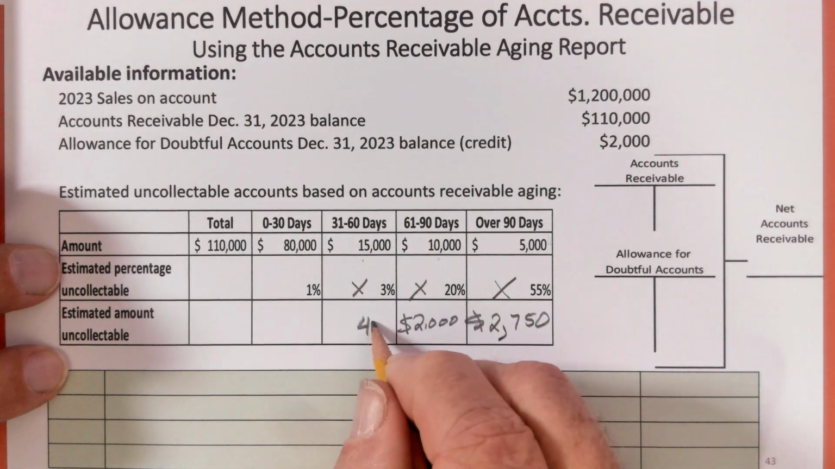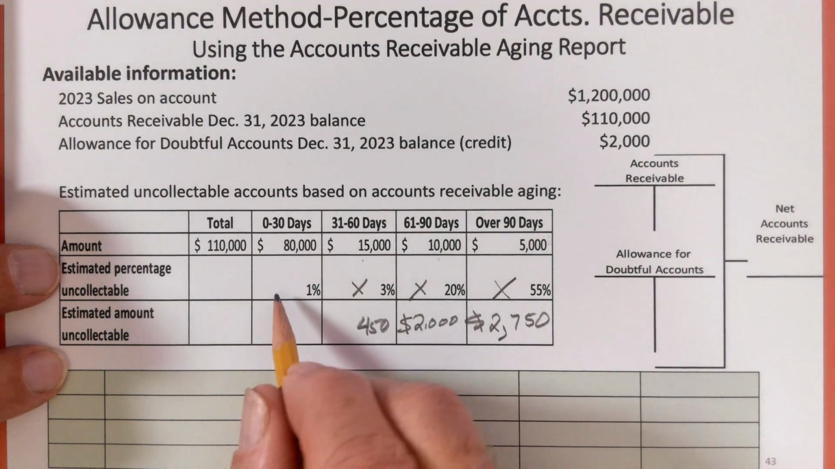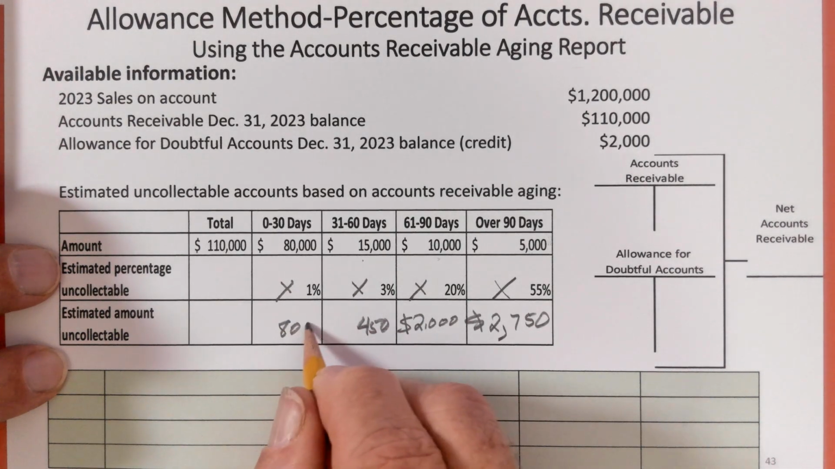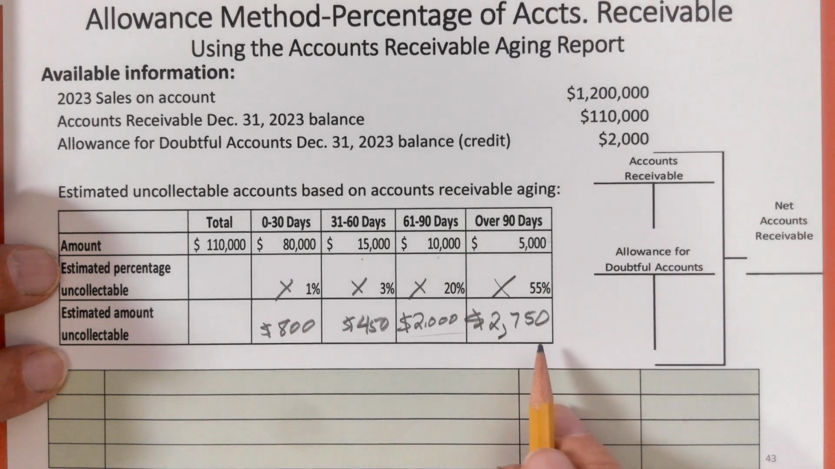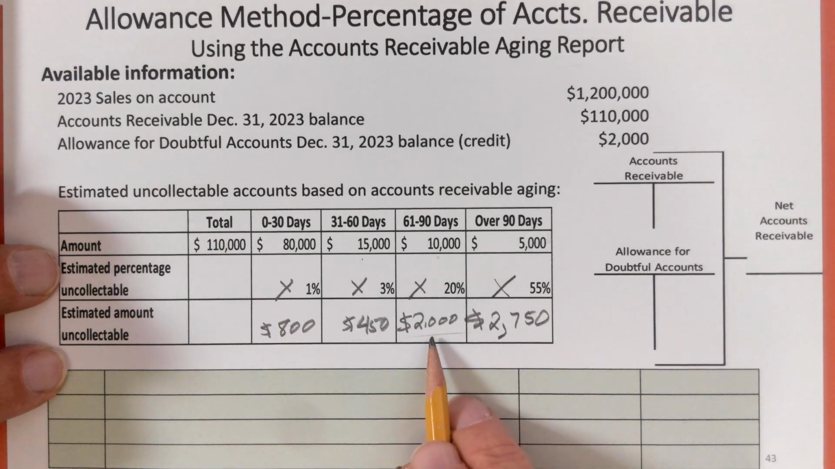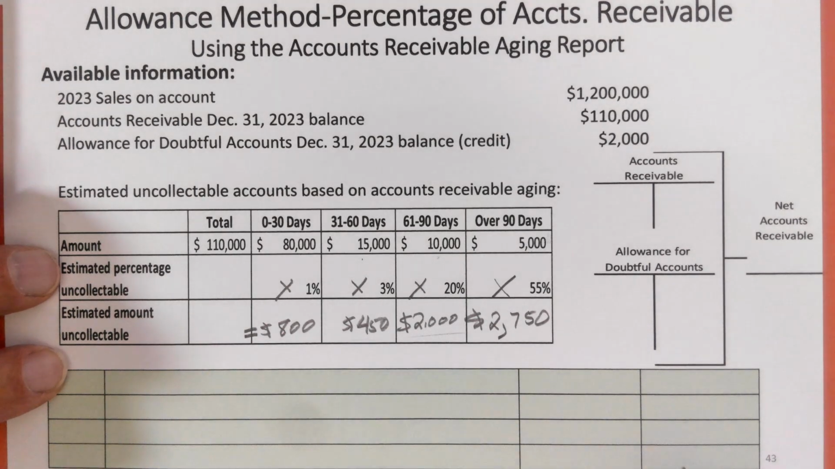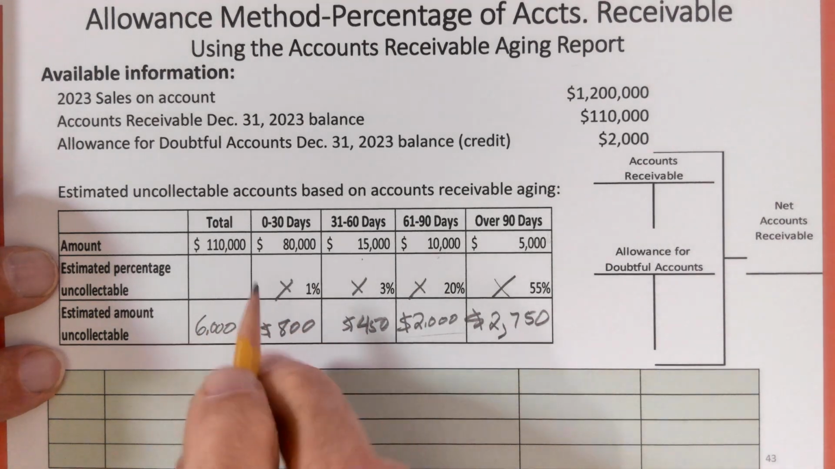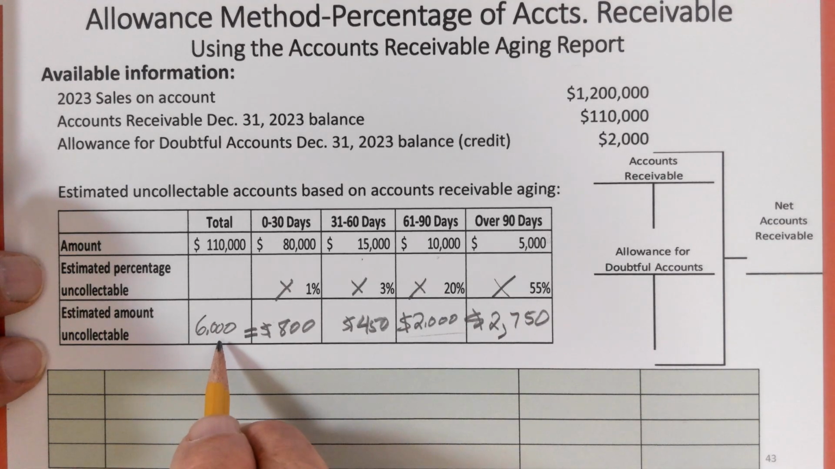15,000 is $450. And then of the 80,000, we think we're going to get most all of that. Maybe 1% will be uncollectible, which would be just $800. And then if we add these all up, the 2,750, the 2,000, the 450, and the 800, let's add them up. And what we will get, we'll put the total here, is $6,000. So of this $110,000 of accounts receivable, we estimate 6,000 will be uncollectible.